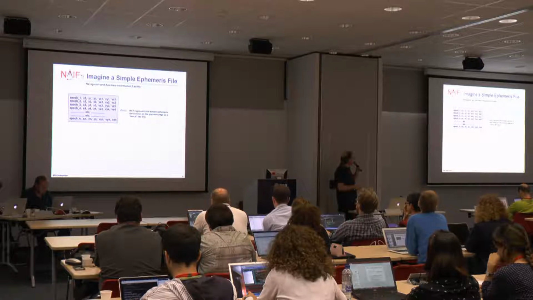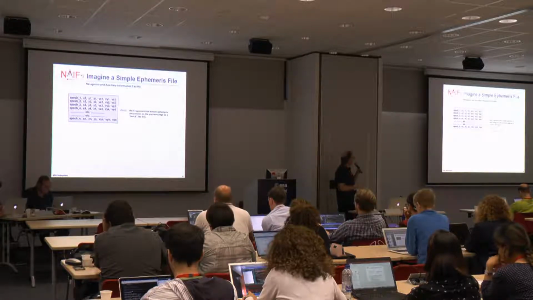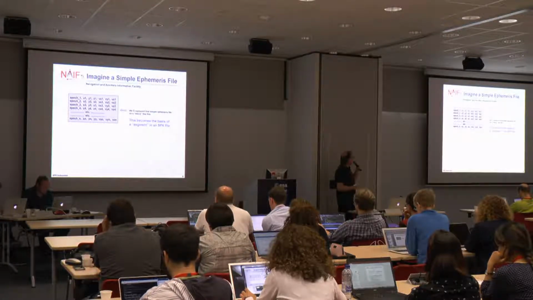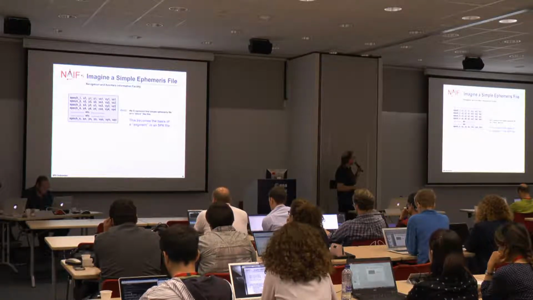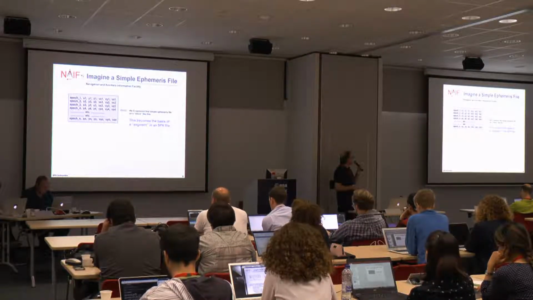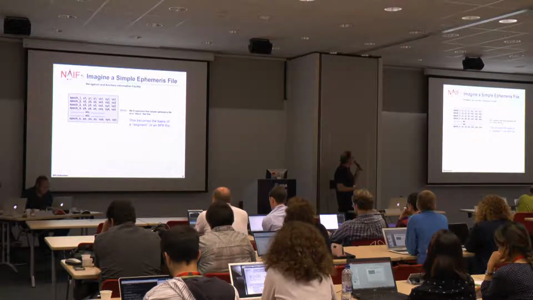So in the diagrams that are coming up, we'll use a block that looks like this one to represent a chunk of ephemeris data. This is the basis of a segment in an SPK file, and we'll talk about that more later, but SPK files contain one or more segments, and each segment is the ephemeris of some object relative to another object.